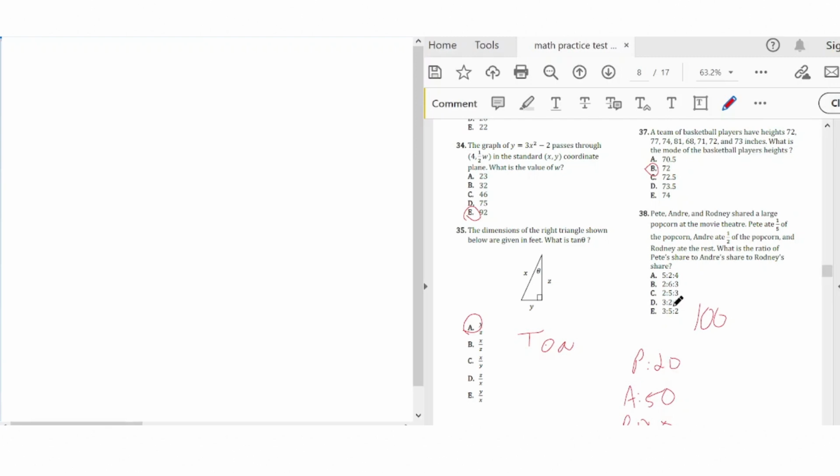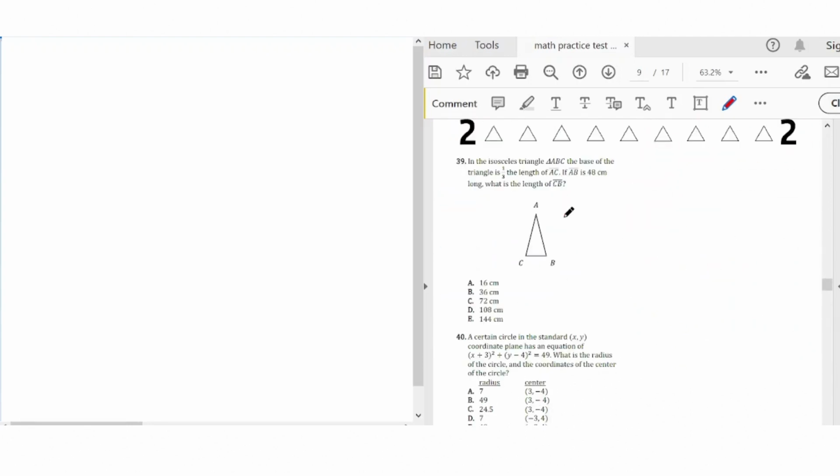So we can figure out the ratio of Pete to Andre to Rodney by doing 20 to 50 to 30. Now notice that the zeros actually cancel out because we can divide by 10. Therefore, the ratio is 2 to 5 to 3. And our answer is C. Hey, that rhymed.